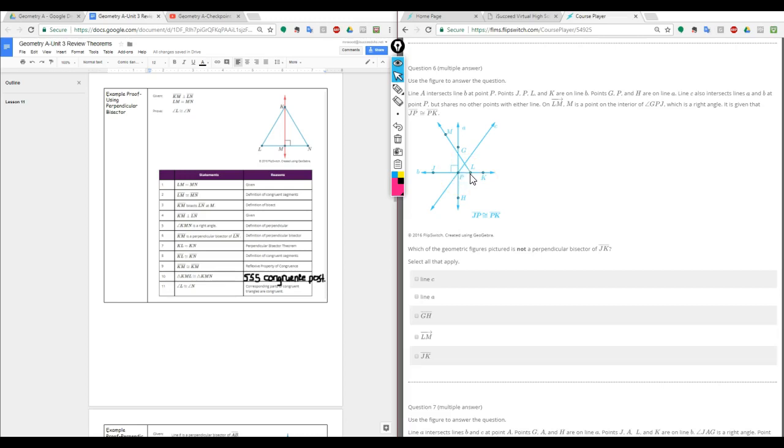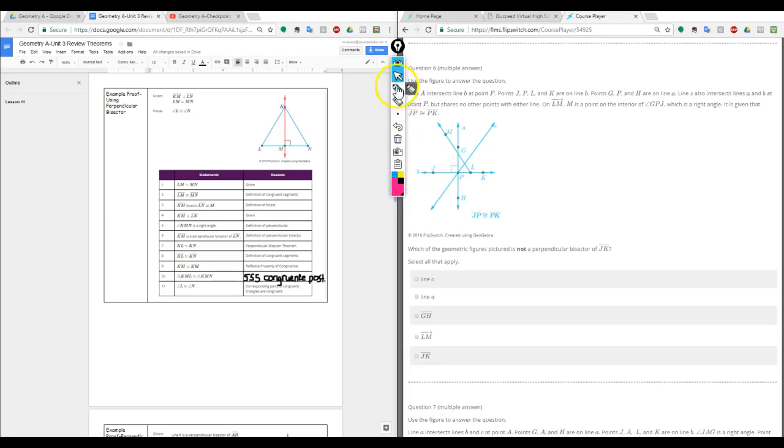On vector LM, M is on the interior of the angle GPJ, which is a right angle, which was marked. It is given that J to P is congruent from P to K.